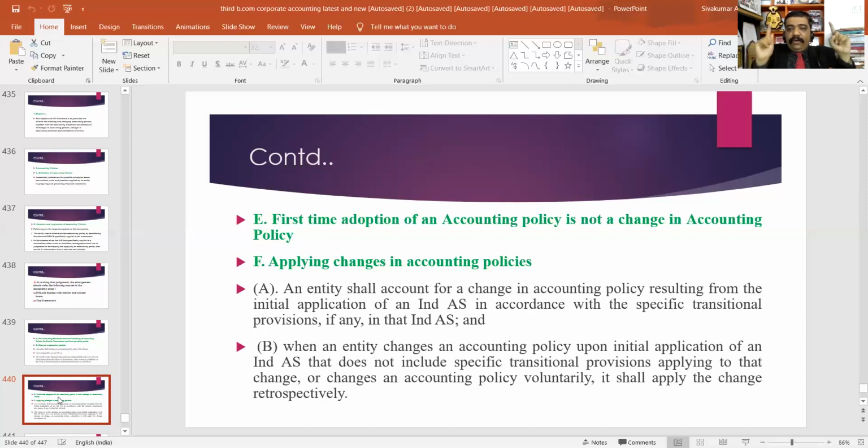The word retrospectively is most important. If the relevant INDAS does not speak about the procedure for change in accounting policy, then the entity should make the change retrospectively. The word retrospectively is the most important. Okay, thank you.